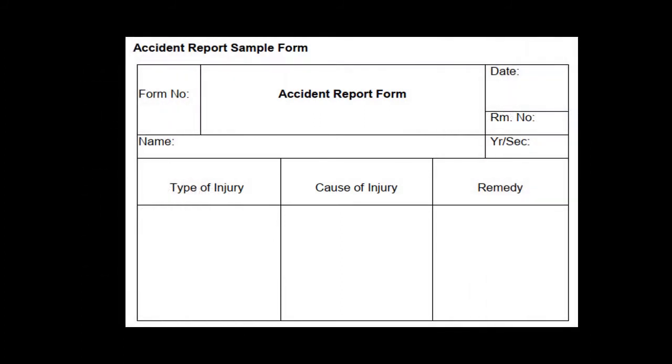So we have a sample accident report form. It includes the date, where the accident was, year and section to be specific, the name of the person injured, the type of injury, the cause of injury, and the actions taken or the first aid given or remedy.